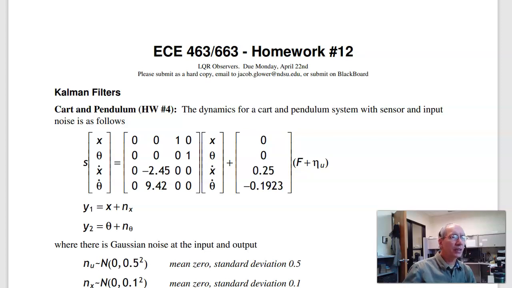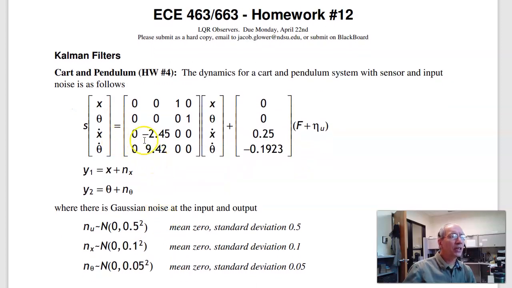So starting out, kind of as motivation, let's take a cart and pendulum system where I've got noise on the input, noise on the position measurement, noise on the angle measurement. How does that noise affect the system?